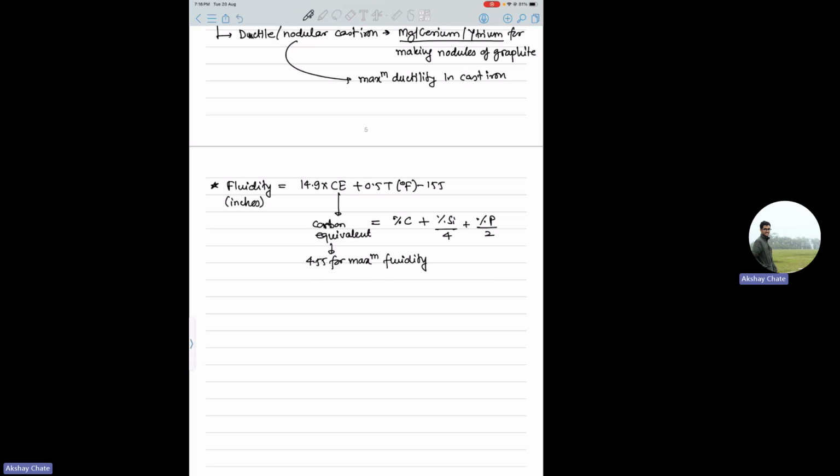Other than that, I think there is one question on this in your exam, I mean, assignment. So this is fluidity for cast iron.